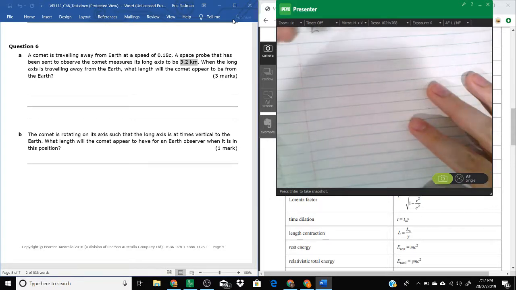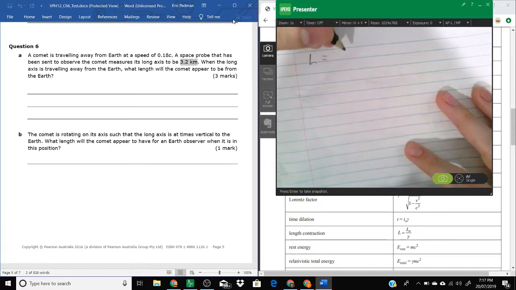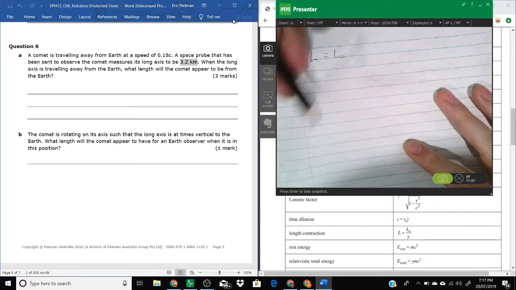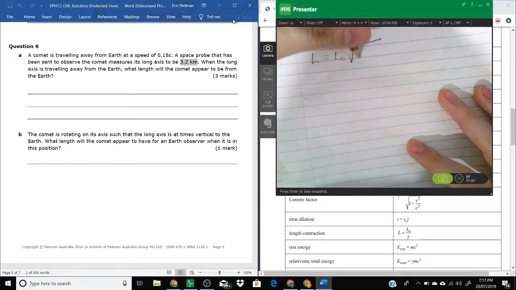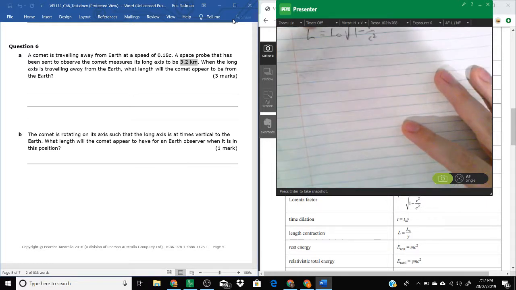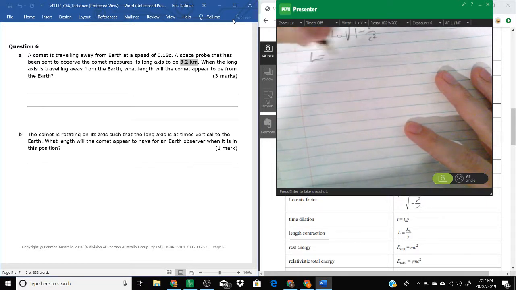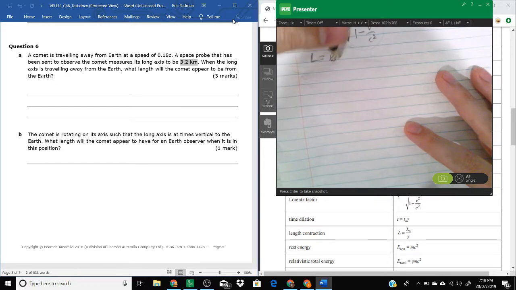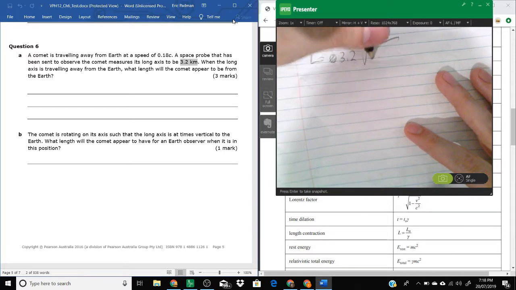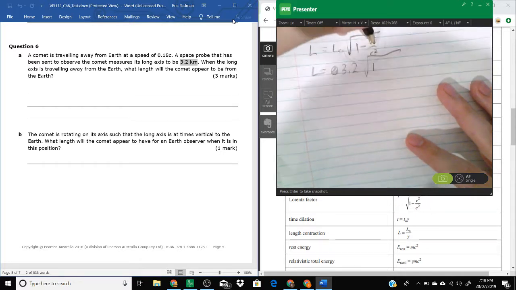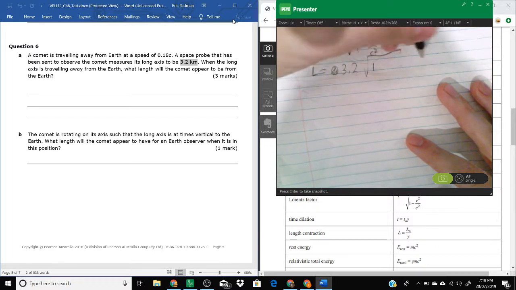So again, we're going to work out the contracted length. Let's work this out: 1 minus v squared on c squared. So L equals, now, you don't necessarily have to convert this to meters, because this is L and L, and this is actually a unitless value. So I'm going to keep this as 32 and just remember I'm dealing with kilometers, because as far as the units go, the two speeds cancel out in this equation.